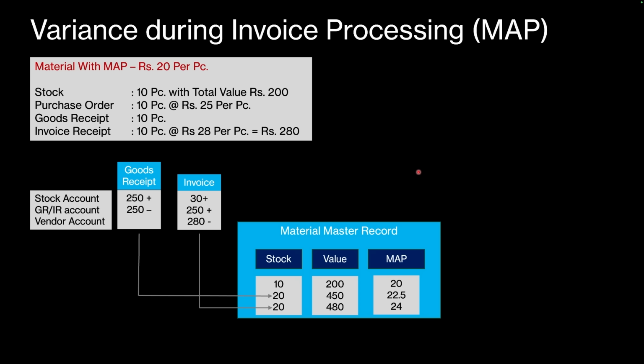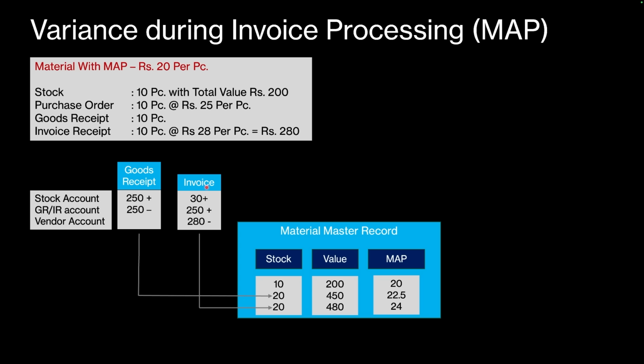Now let's see what will happen when your material is managed at moving average price. So you can see you have material with MAP as 20 rupees per piece, and again you have the same status. Now when you do goods receipt, system will post the value at your PO price. Okay, so system will post in the stock account 250 rupees, that is 10 pieces multiplied by rupees 25 per piece, and system will post the credit entry against GRIR account for 250 rupees.